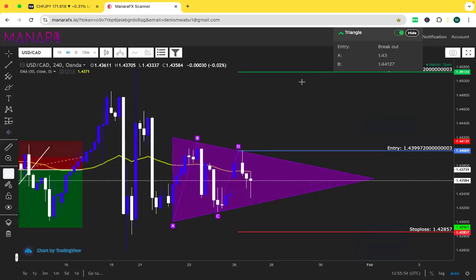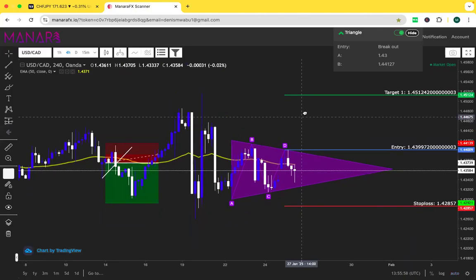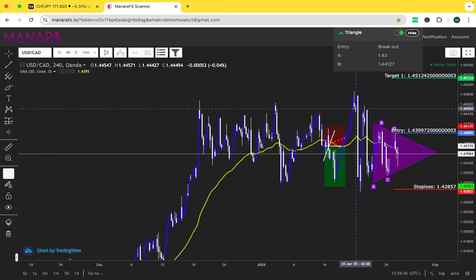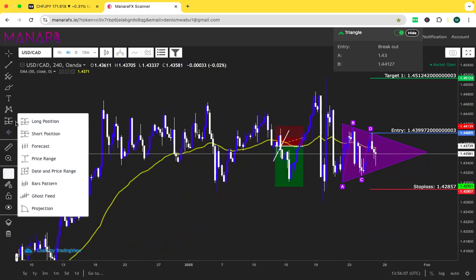Right, let's get into USD CAD. For USD CAD, I'll still be looking at the same thing. For me, just looking at it, I don't want to get into this trade. Take a look at what is happening here.